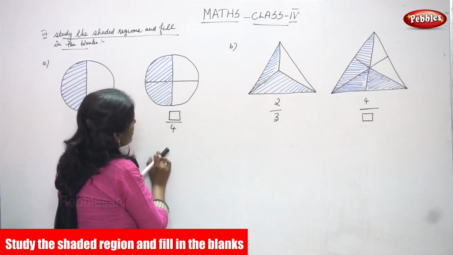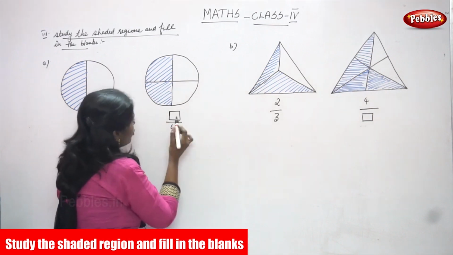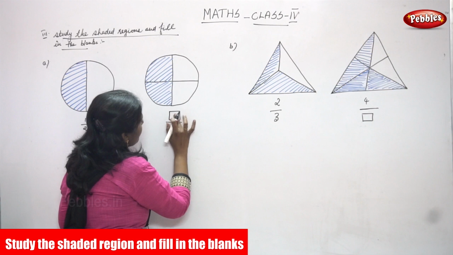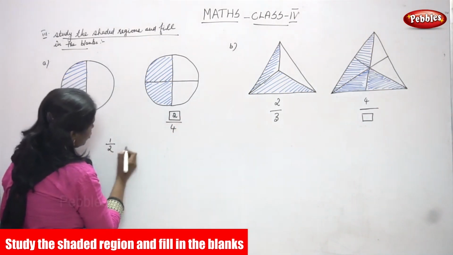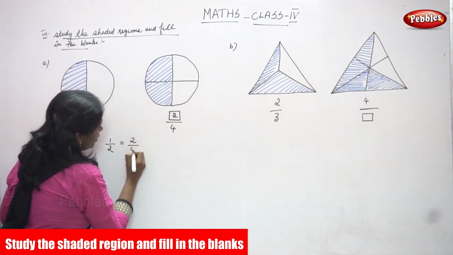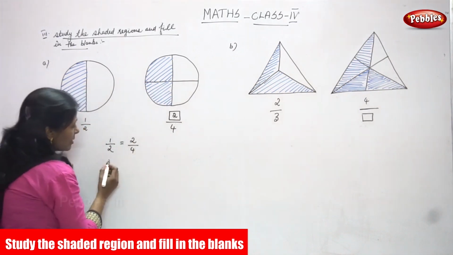So what am I going to write in that box? I have to write 2, that is 2 by 4. That means 1 by 2 is equal to 2 by 4. It is an equivalent fraction. How could you say it is an equivalent fraction?